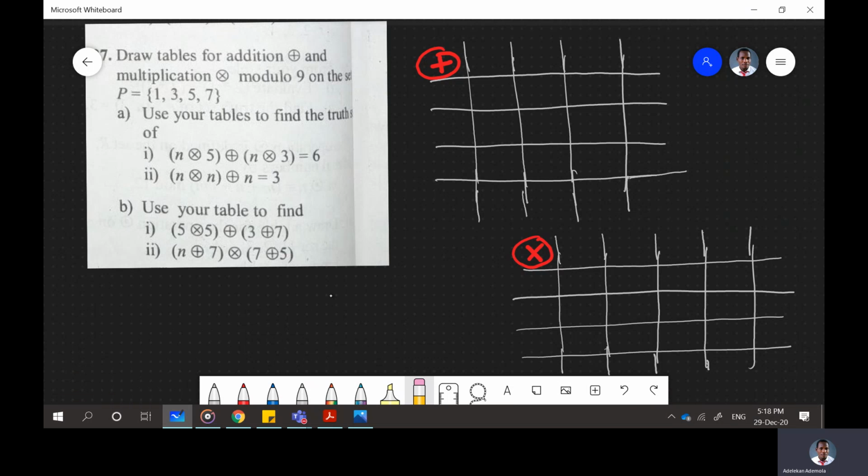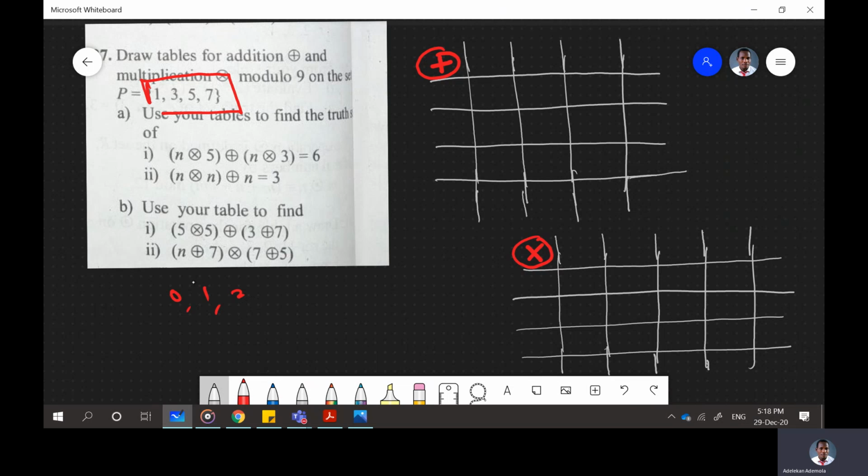Properly. Later, we're going to look at how to deal with multiplication, subtraction, and division. But for now, let's just try and solve this question. It says draw tables for addition in modulo 9 on the set 1, 3, 5, 7. We're actually given a set here. If you're not given a set, that means my table will have covered digits from 0, 1, 2.